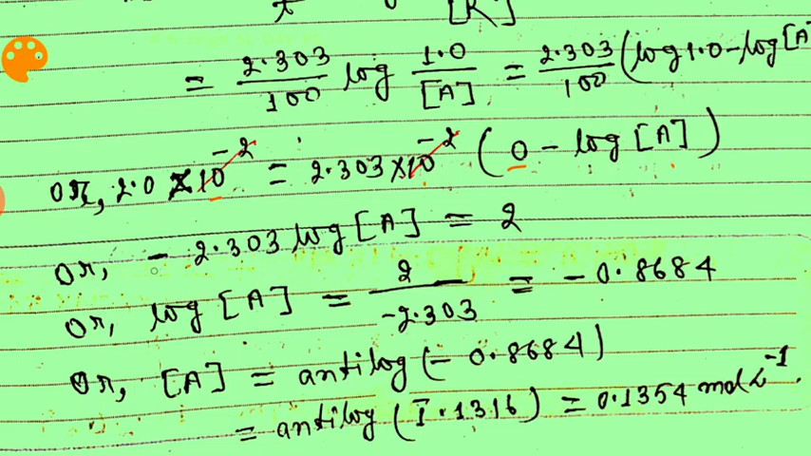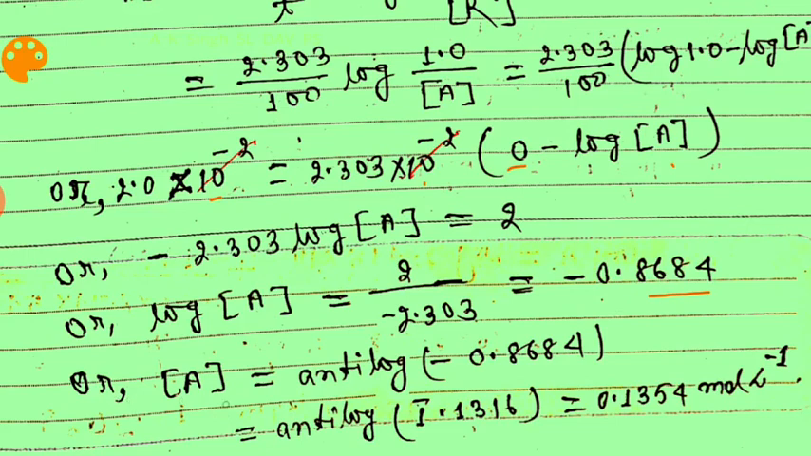Or we can write minus 2.303 log A is equal to 2, because 2 is left here. 10 to the power minus 2, 10 to the power minus 2 cancel. Or log A is equal to minus 2 by 2.303. It is equal to minus 0.8684. Here minus is given, so it is converted into positive form, means it is subtracted from 1.